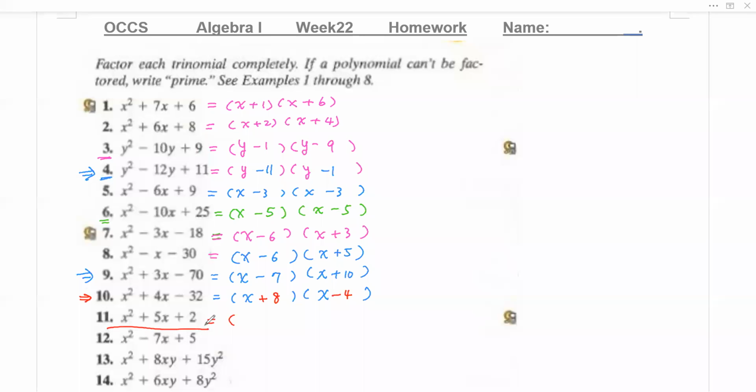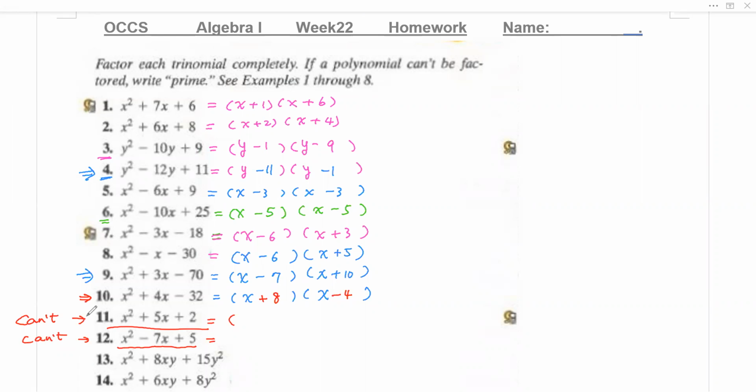This one cannot be factored, right? Yeah. Okay. All right, let you answer next. Number 12. This one can be factored or not? Number 11. No. Same with number 12.